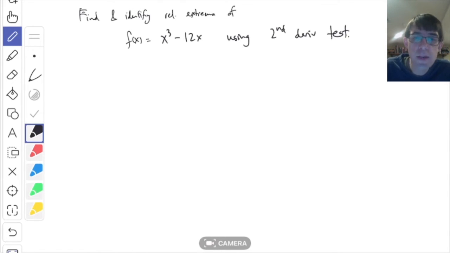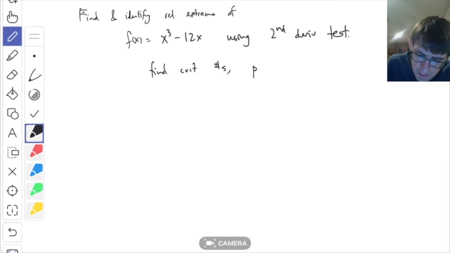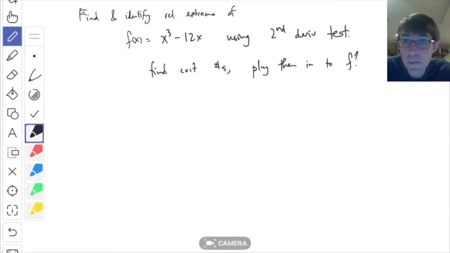Using the second derivative test, how we do it, first we find the critical numbers and then plug them in to the second derivative. All right. The critical numbers, remember, are the places where the first derivative is 0 or does not exist. So this second derivative test does still involve the first derivative. Anyway, let's see if we can do it. First of all, find the critical numbers.